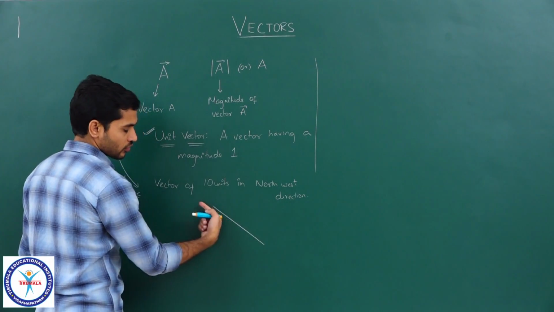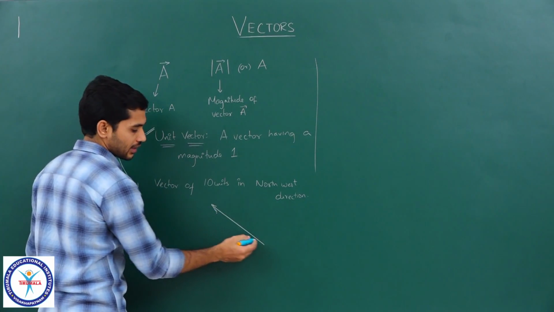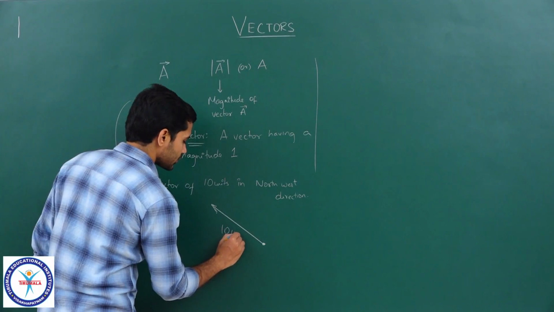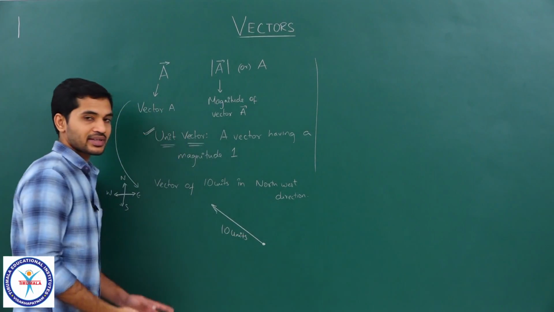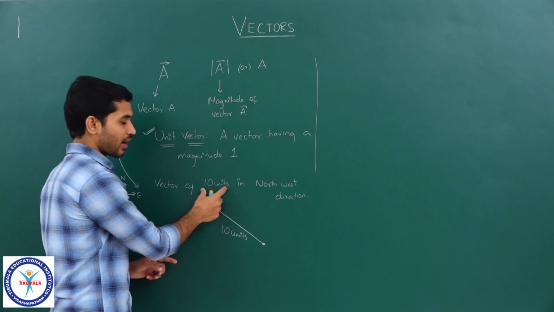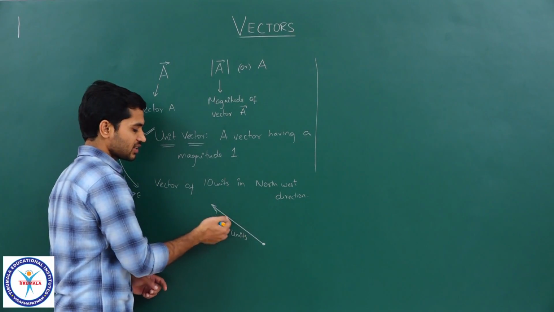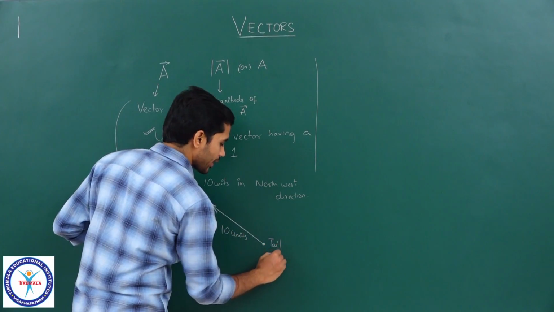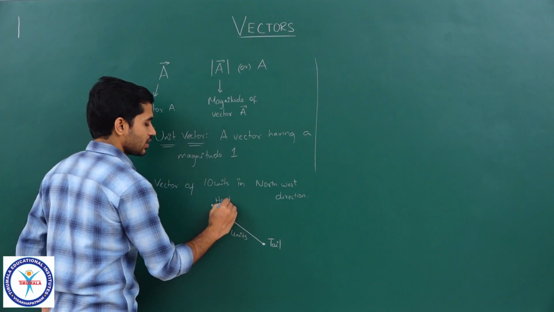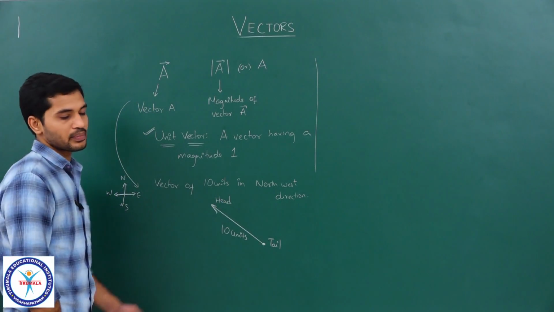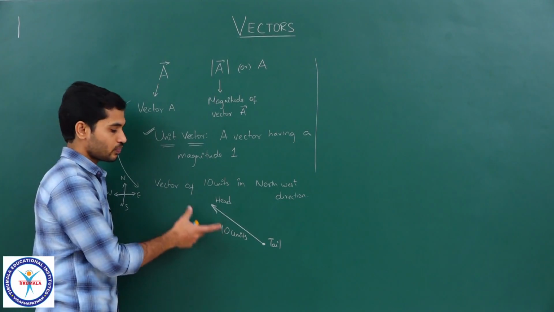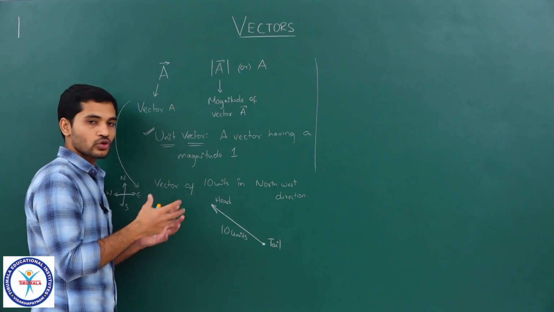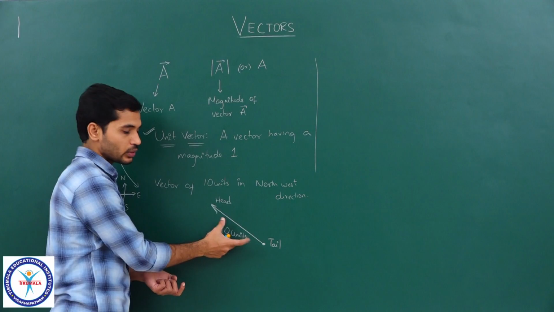In the direction of northwest, draw a line like this, which has a length of 10 units. So, the length of this line represents the magnitude of that vector, and the direction is represented with the arrow mark. Clear? This is called the tail of that vector, and this is called the head of that vector. It is just a simple method for representing a vector. Remember that the length of the vector tells us its magnitude. How strong it is, how big it is, can be understood by looking at its length.